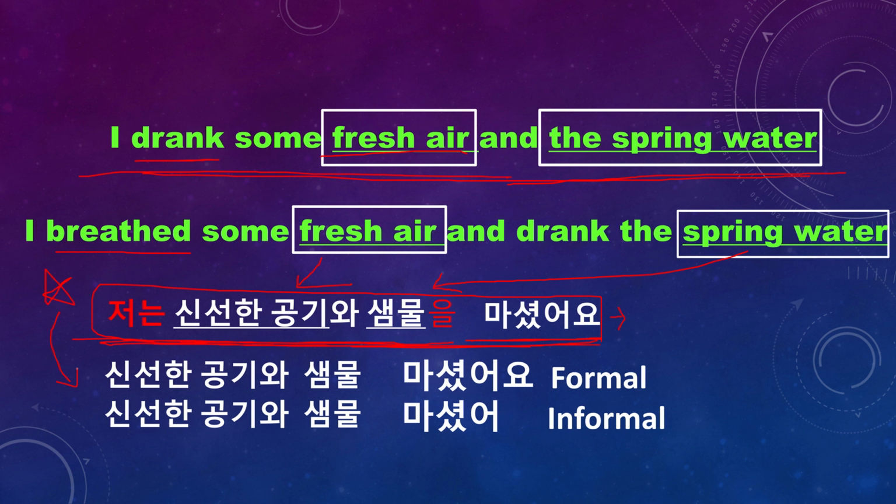Without the subject particle 는 and the object particle, we say 신선한 공기와 샘물 마셨어요, formal, and 신선한 공기와 샘물 마셨어, informal. These sentences are more natural even though there are no subject marking particle and object marking particle. It came from the relationship-oriented culture. So let's move on to another example.